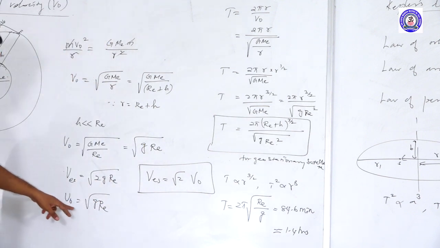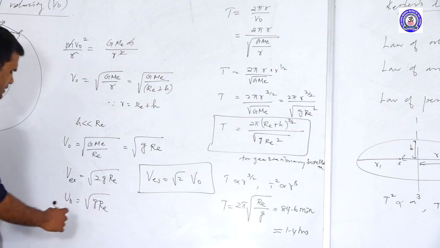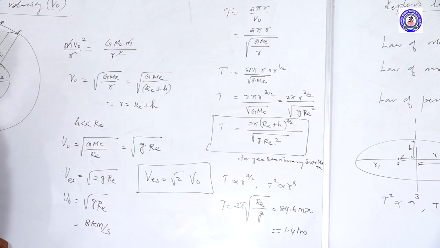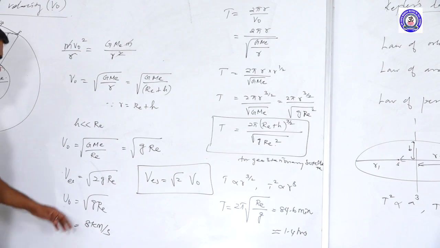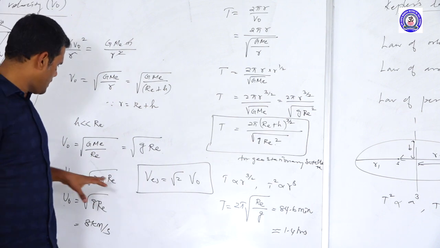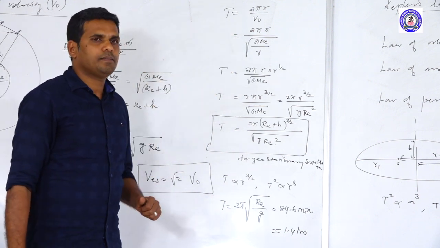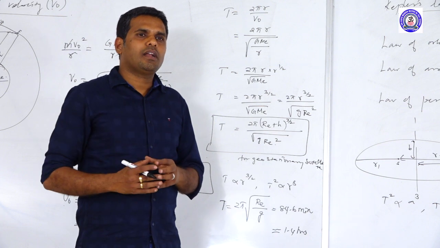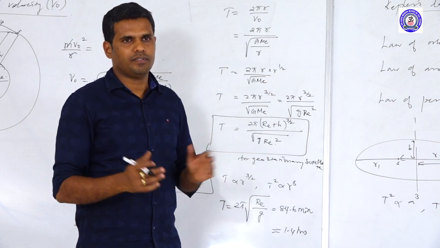You can also calculate the value of orbital velocity with this expression: VO equals square root of G into RE. This orbital velocity is 8 km per second, by substituting the value of G and R. Right? We will get the value of VO as 8 km per second. Fine. This is about orbital velocity, and this one is about the time period of revolution of the satellite around the Earth. Now, we can speak about the kinetic energy, potential energy and total energy possessed by the satellites which are revolving around the Earth's surface.